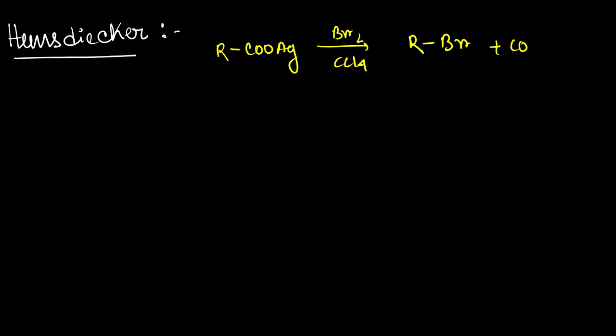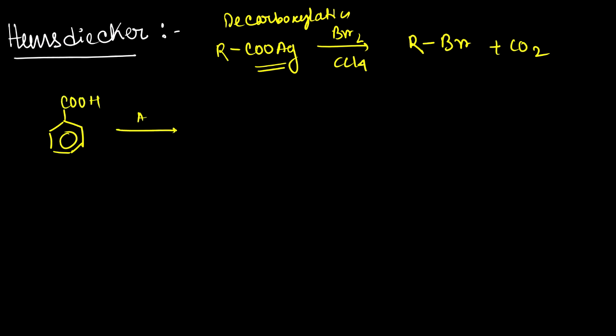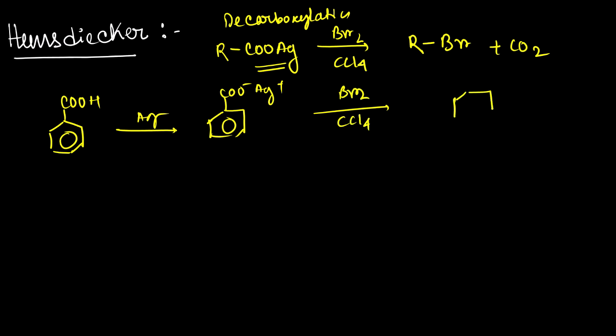Here carbon dioxide will come out from this acid part, that's why decarboxylation occurs. So the Hunsdiecker reaction passes through a decarboxylation pathway. Suppose we are doing this in case of an aromatic acid, so we have CO2H, we have to convert it to the silver salt, CO2⁻ Ag⁺, using the same reagents, bromine and CCl4, and refluxing. After reflux we will get bromobenzene.